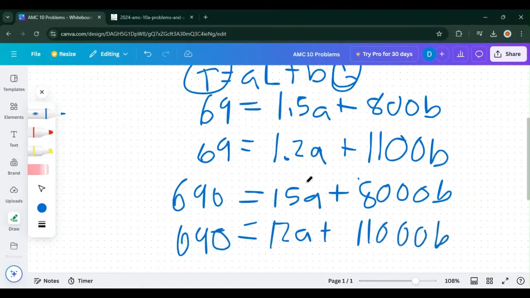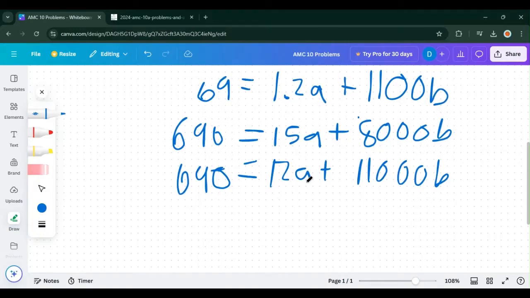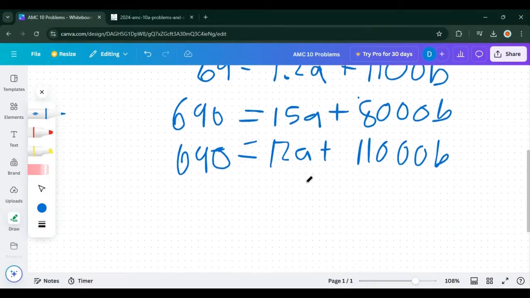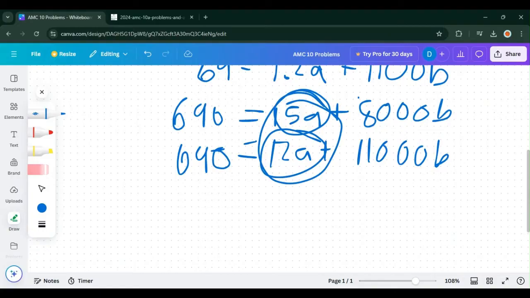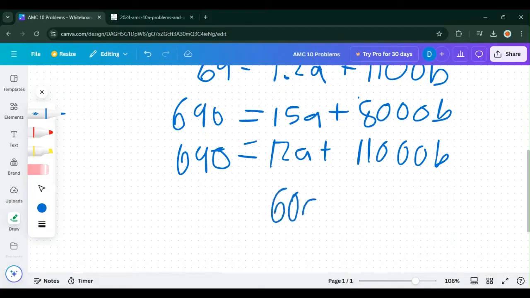Even though the variables are a little large, you can divide by something if you feel like the variables are too large. Okay, so if we're trying to eliminate the variable a, we can first multiply the first equation by 4 to make sure there are 60 a's, and then multiply the second equation by 5, to make sure there are 60 a's as well. So we multiply the first equation by 4, and then we have this.